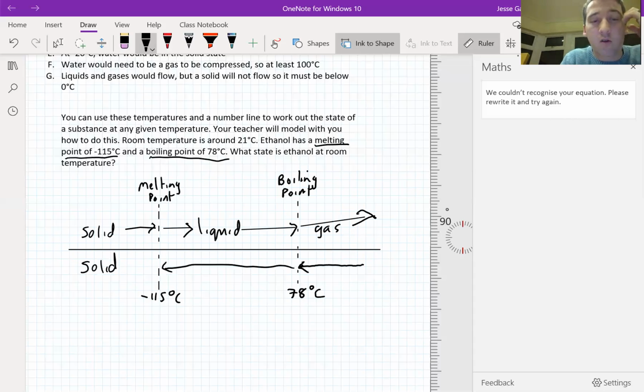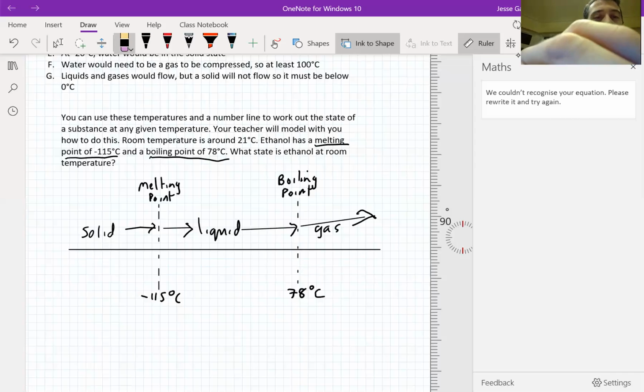Now, that's a really important point that we're not really discussing in this video. We're only discussing melting and boiling. But those temperatures also work for the other way. That's something that's important to point out. Now, I'm going to get rid of that just so the diagram stays tidy.